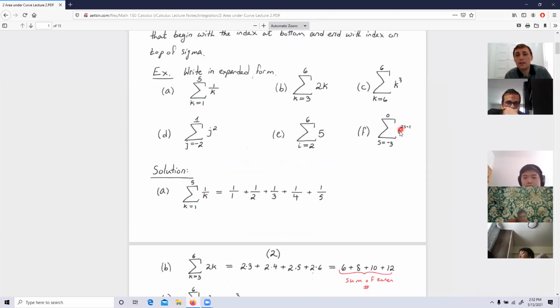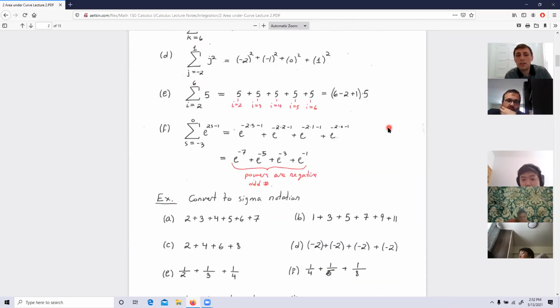Now here we have another thing, something like s equal to minus 3 to 0 of e to the power of 2s minus 1. And you can see it's powers of negative and odd numbers. So I put minus 3, I put a minus 2, a minus 1, and a 0. Yes? And I get this expression.